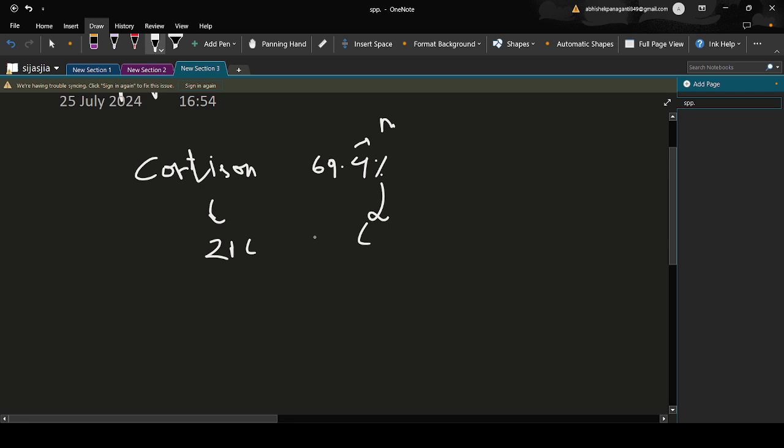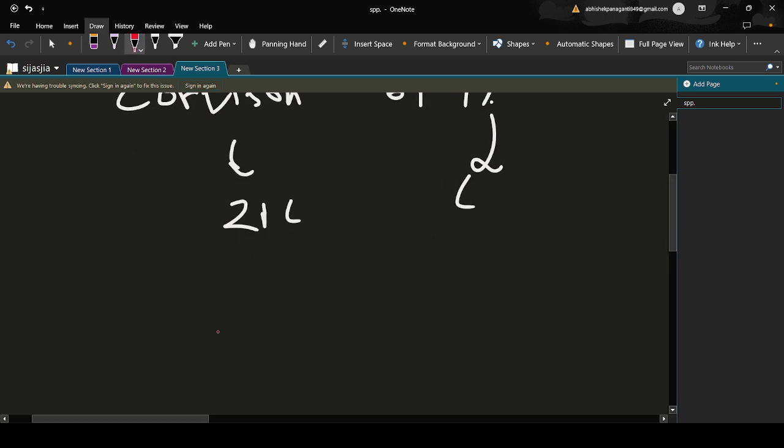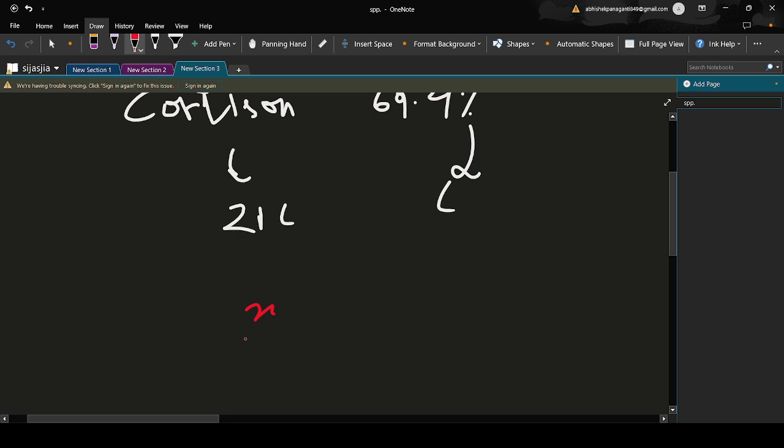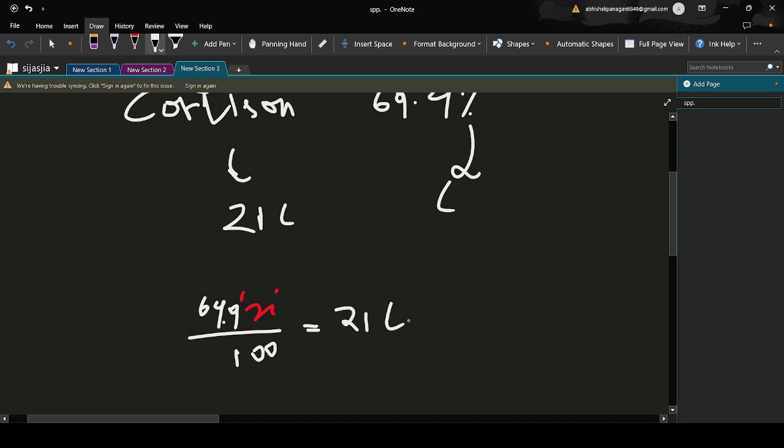Its molar mass. Okay, remember what is its molar mass? So its mass percentage of carbon. Suppose we assume the total mass of this compound is X. So 69.9% of this, divided by 100, is the mass of carbon, which is 21 into the mass of each carbon atom, which is 12. So yeah, pretty much it.